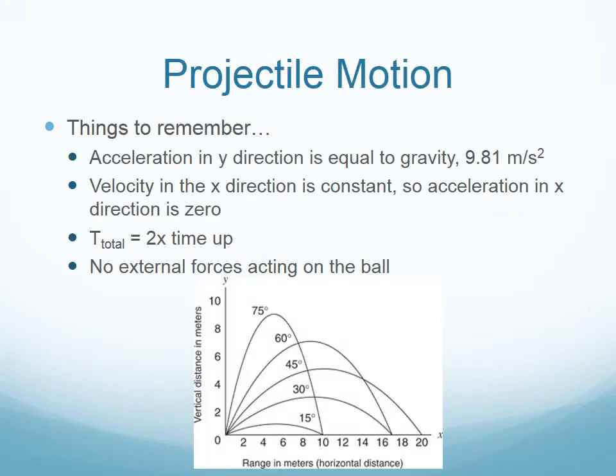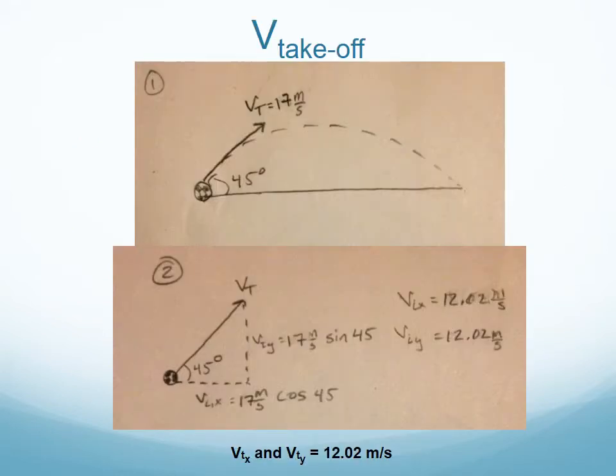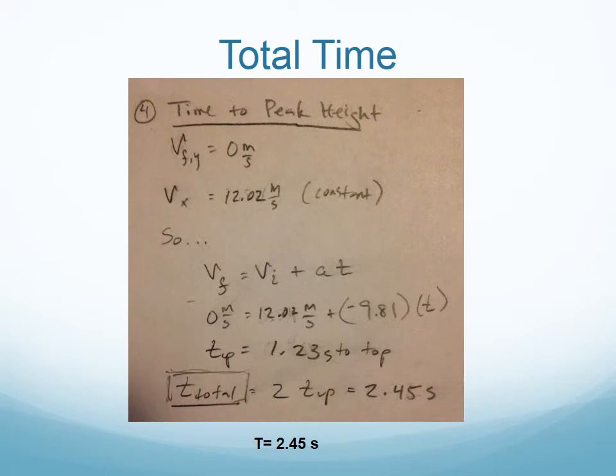Let's do a problem. Recalling the principles of projectile motion, we know that the acceleration in the y direction is equal to gravity. The velocity in the x direction is constant, thus the acceleration in the x direction is 0. The total time traveled is equal to 2 times the time to peak because the change in height is 0. Now we'll use a sample problem where the ball is kicked at a takeoff velocity of 17 meters per second at a 45-degree angle. As depicted in picture 2, the takeoff velocities in the x and y direction are 12.02 meters per second.